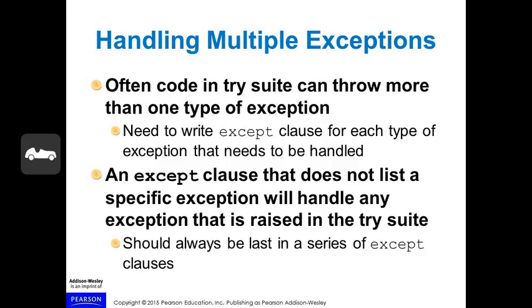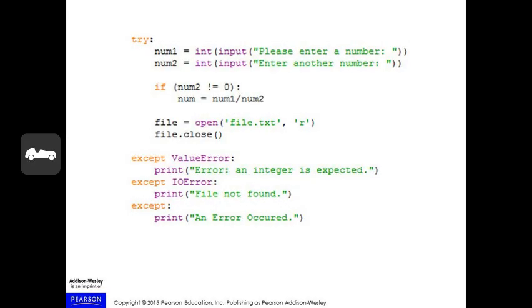But sometimes you might want to write a try except statement that simply catches any exception that is raised in the try suite, regardless of the exception's type. So we respond the same way. And we can accomplish that in a try except statement by writing one except clause that does not specify a particular type of exception. Let's take a look at the example.